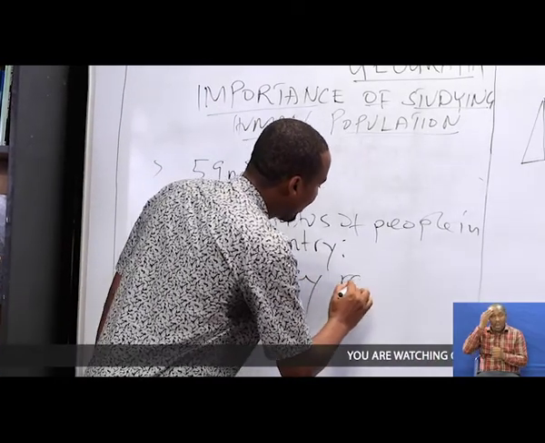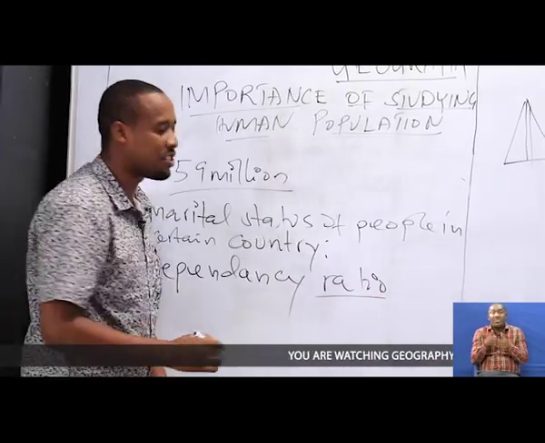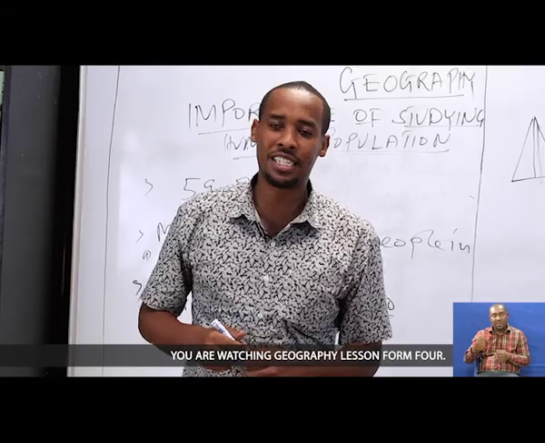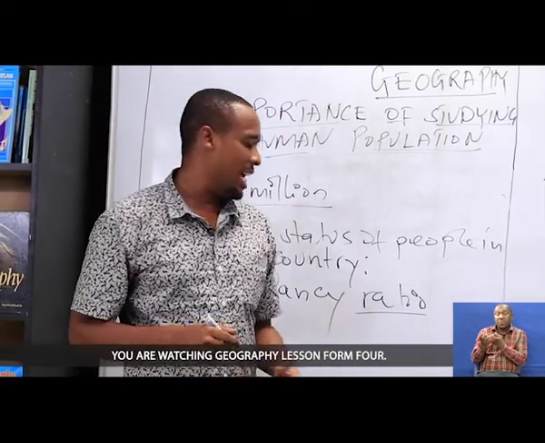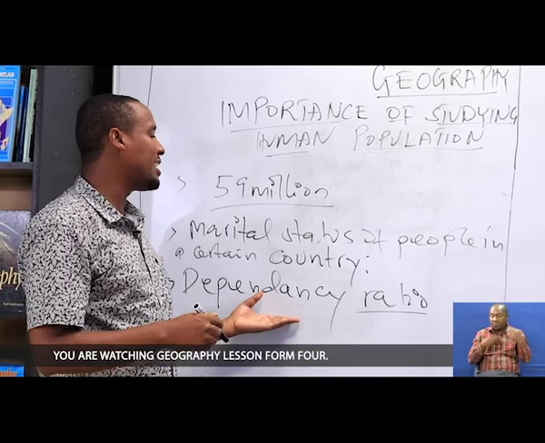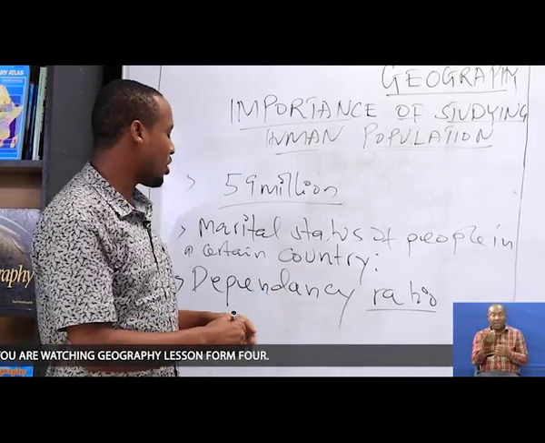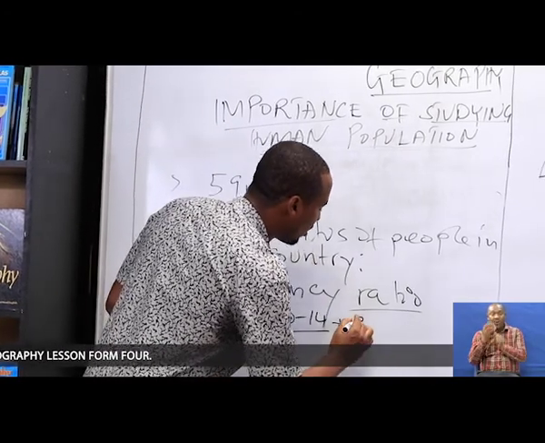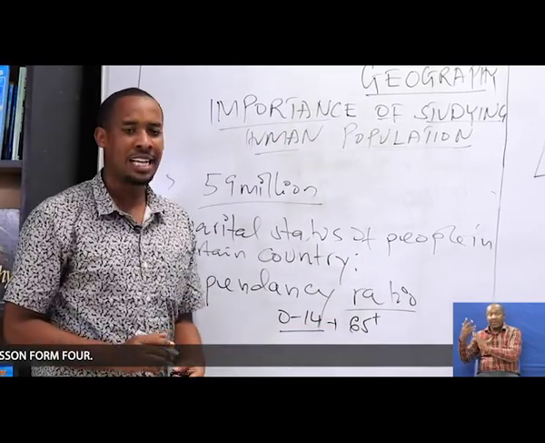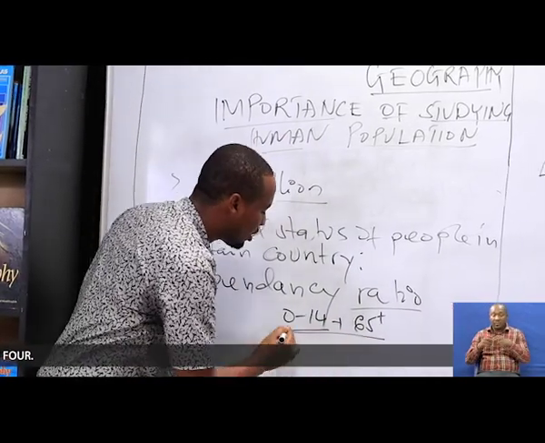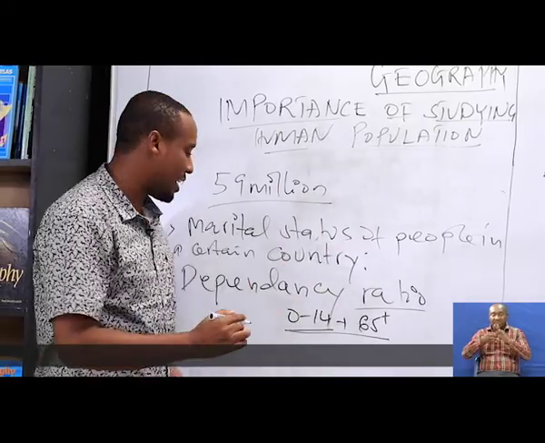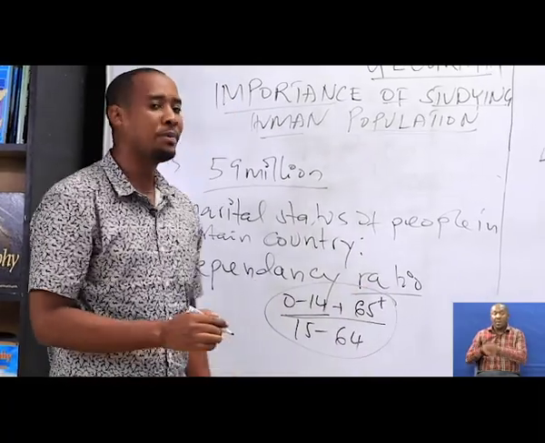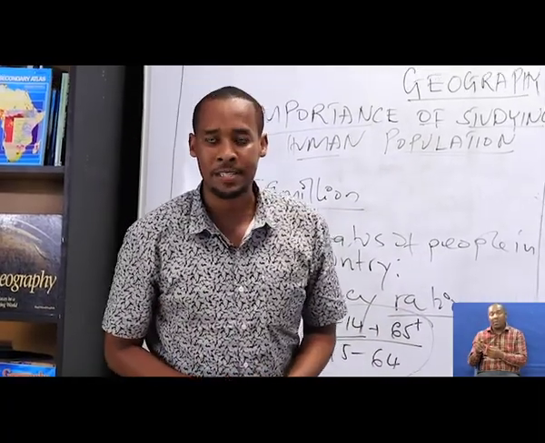Through studying populations, someone may also be aware of the dependency ratio, knowing the number of people who are not involved in productive activities compared to those who are. The dependency ratio is determined by observing the number of people not involved in production, for example age 0 to 14 plus the aged population, 65 and above, over the total population involved in productive activities, age 15 to 64. This can help nations know their dependency ratios.